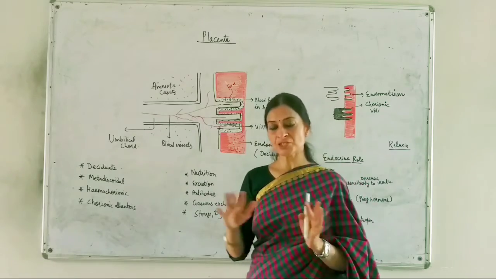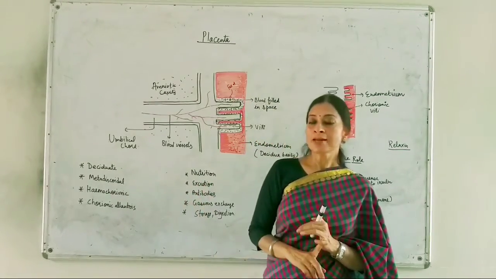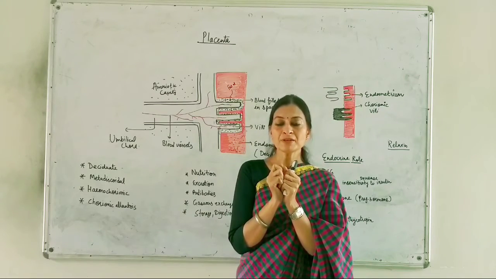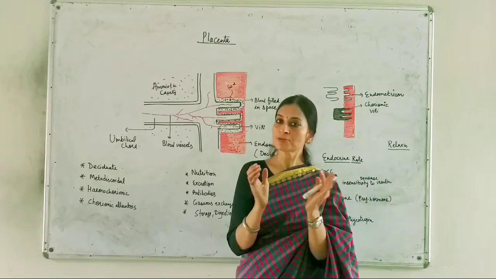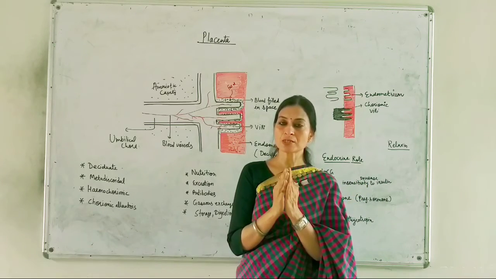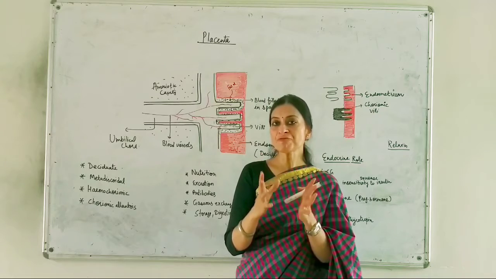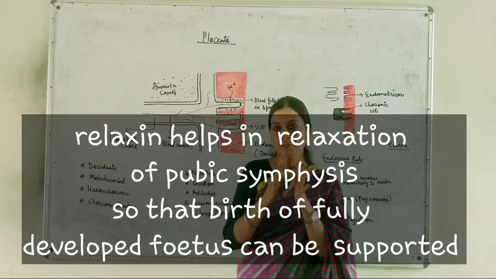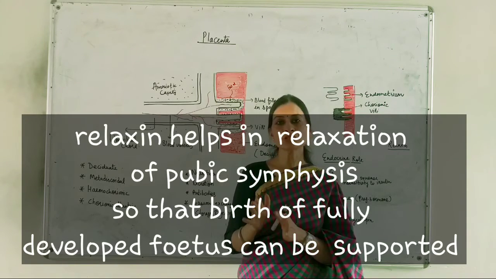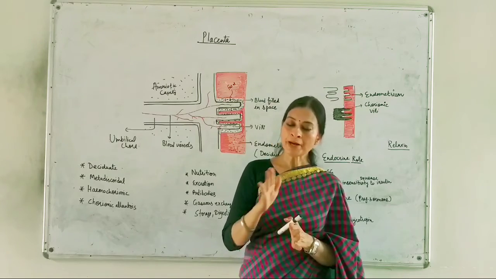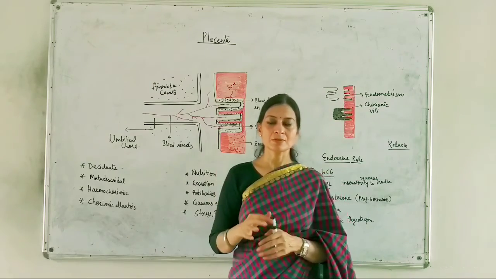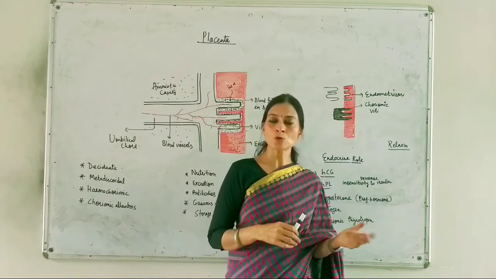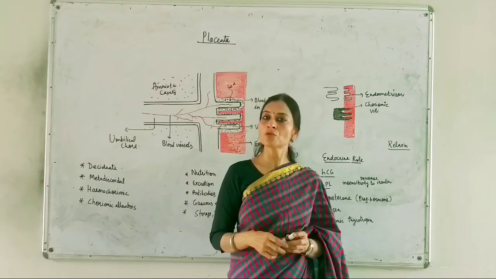When the gestation period is completed, then relaxin will be released by ovary, which will help in relaxation of the pubic joints. There is the pubic symphysis. The pubic symphysis joint will be relaxed so that parturition can smoothly take place. So these are the hormones secreted by the placenta, and you can quote them in the endocrine role of placenta.